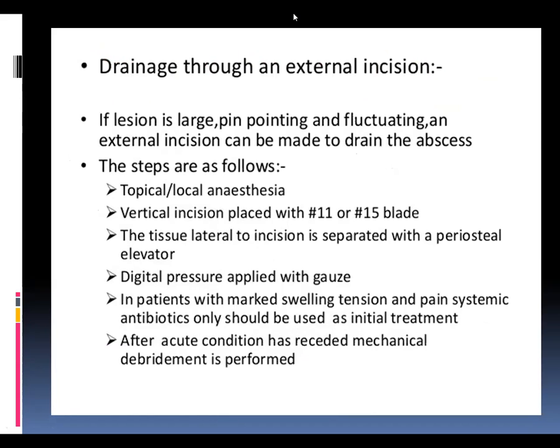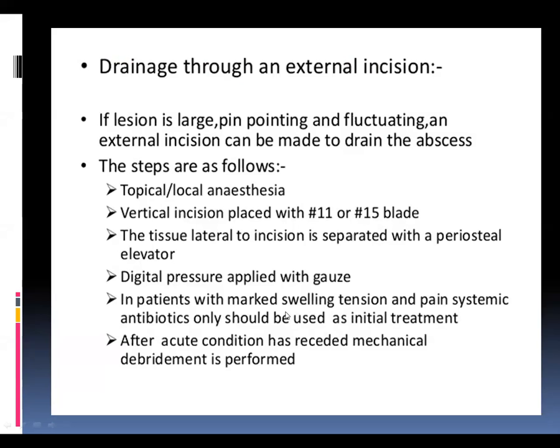Drainage through an external incision. If the region is large, pinpointed, and fluctuating, an external incision can be made to drain the abscess. The steps for drainage through an external incision are, first, give a topical or local anesthesia to the particular area. Then give a vertical incision placed with the help of a number 11 or 15 blade. The tissue lateral to the incision is separated with a periosteal elevator. Digital pressure is applied with gauze.